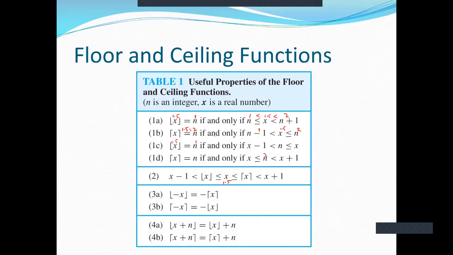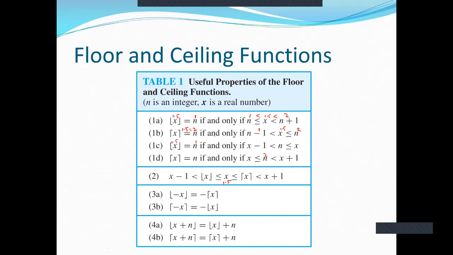Yeah. So if x value is 1.5, the floor is 1. So definitely 1.5 is greater than 1. And then it says it should be greater than x minus 1. Obviously, the floor of x is 1 and x minus 1 is 0.5. So 1 is always greater than 0.5. This is one side of this property.